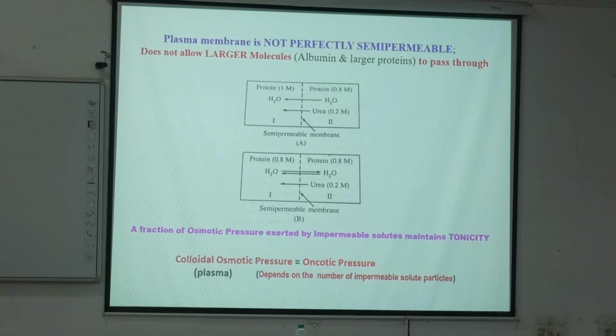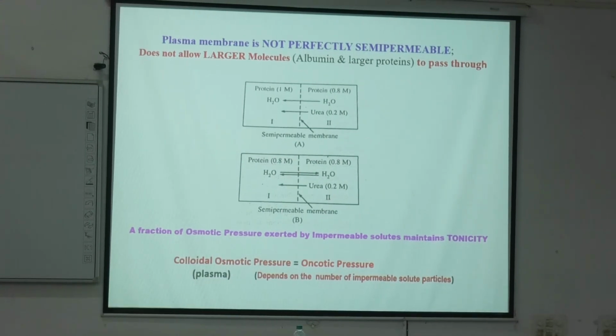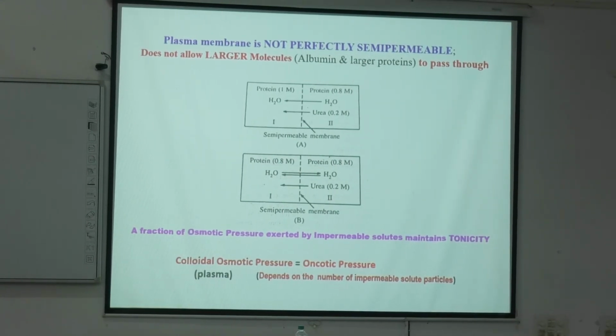So, if you look at the solution here, there are two solutions. One is protein at 1 molar concentration here, and the other is protein at 0.8 molar and urea at 0.2. Both protein and urea are exerting osmotic pressure, and if you measure the total osmotic pressure, it is 1 molar. That means it is isoosmotic, because the total strength is 1 molar.